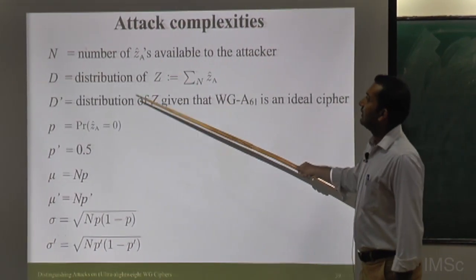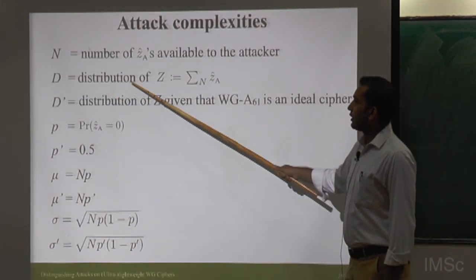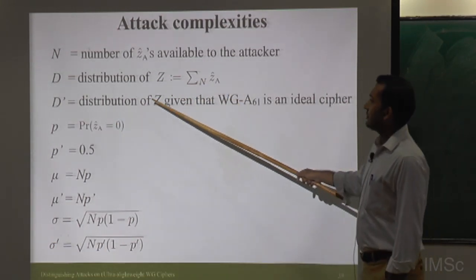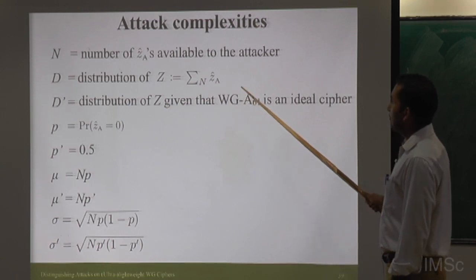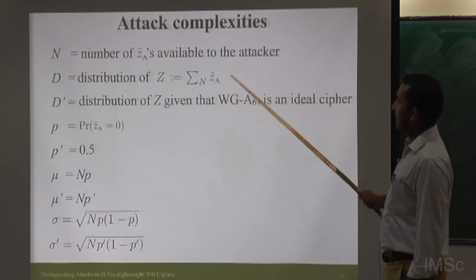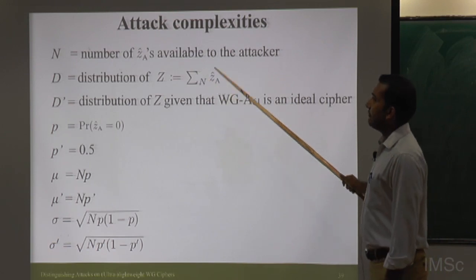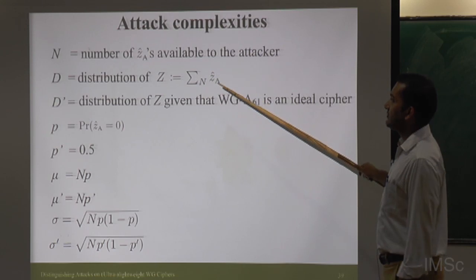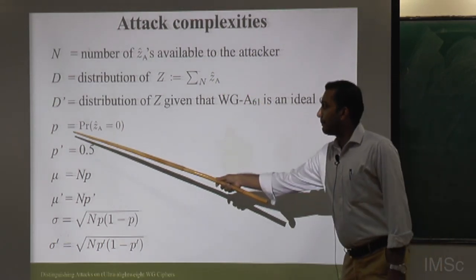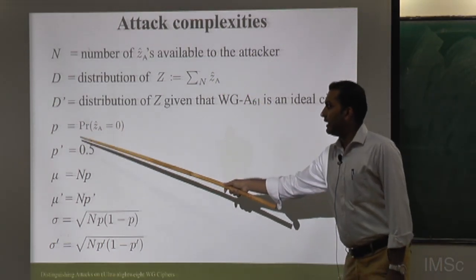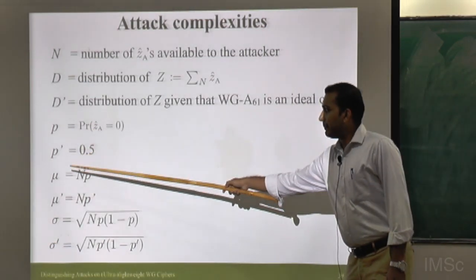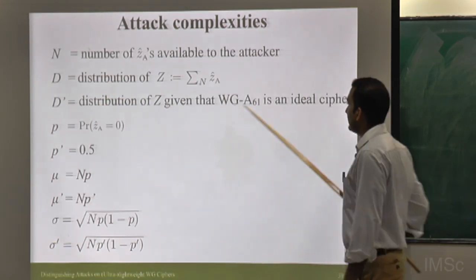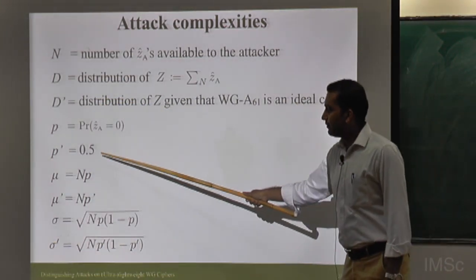Z is the sample, and D is the distribution of the sum of the samples, and D dash will be the distribution of Z given that WGA 61 is an ideal cipher. When it is an ideal cipher, the sample will behave randomly, so the probability of the sample being equal to 0 will be 0.5. P is the probability that the sample equals 0, which we have calculated, and P dash is the probability when the sample belongs to the distribution D dash, that is, the sample is from an ideal cipher. In that case, it will be 0.5.